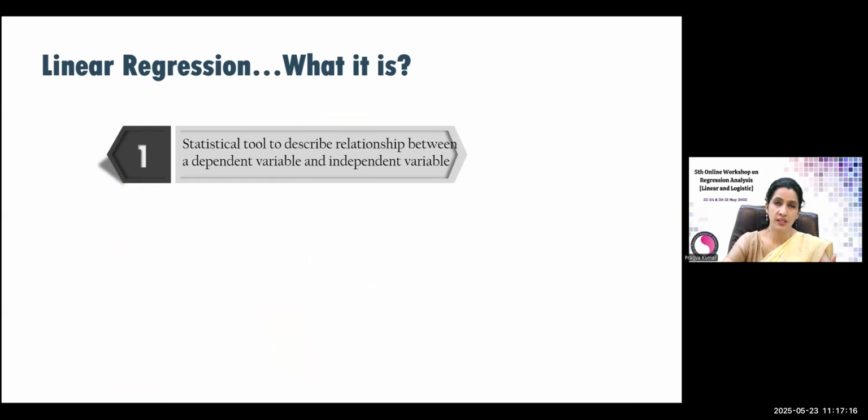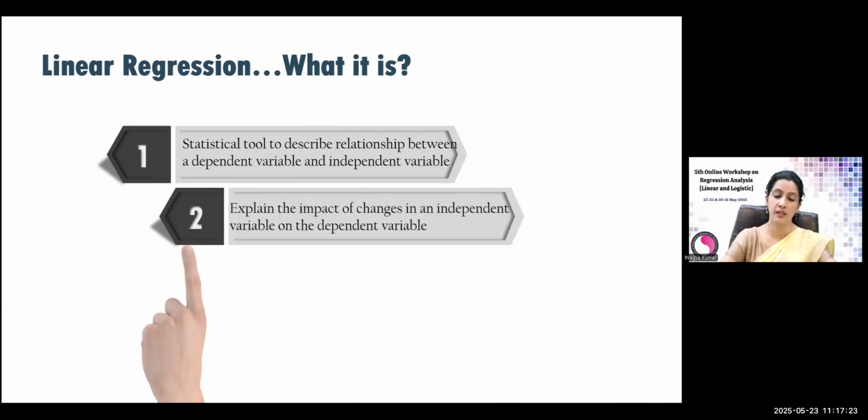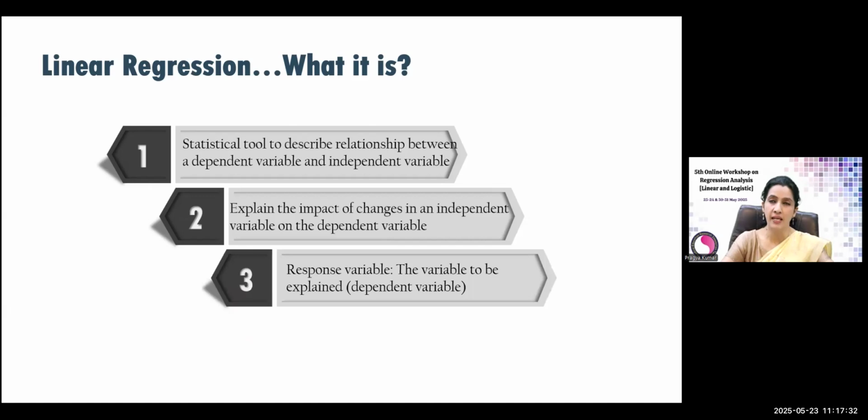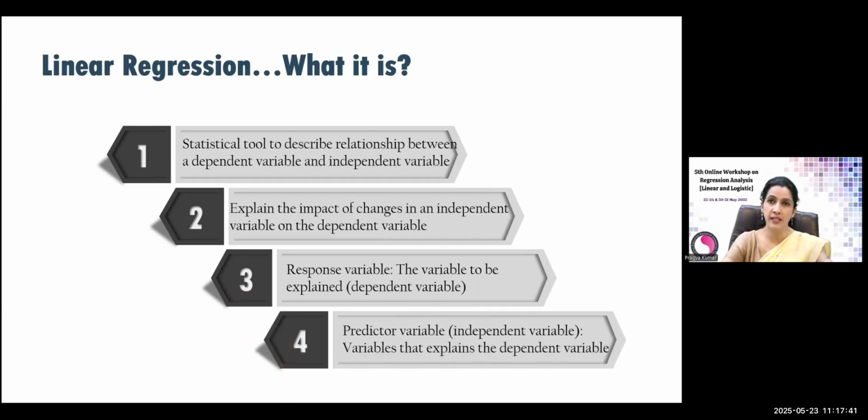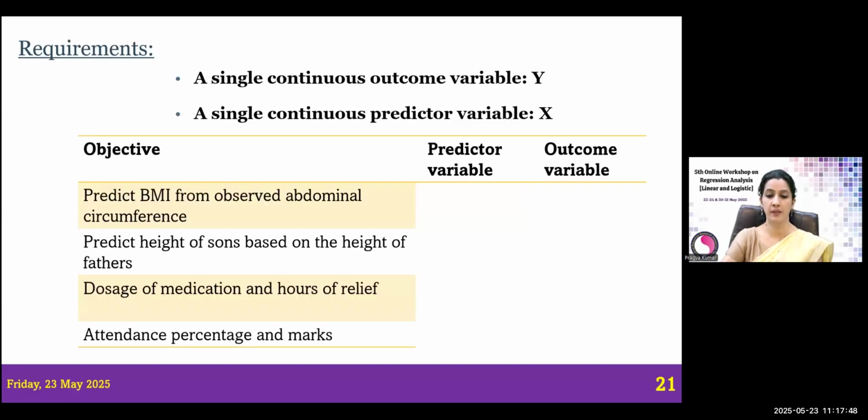So what is a linear regression? It is a statistical tool which describes the relationship between a dependent variable and an independent variable, and it explains the impact of changes in the independent variable on the dependent variable. And again, there is terminology. What is the response variable? The dependent variable is known as the response variable, and the independent variable is known as the predictor variable, because it explains the dependent variable. That's why it is known as the independent variable.